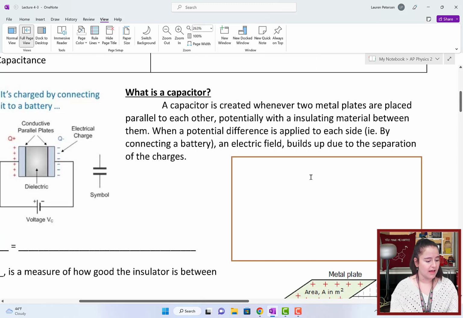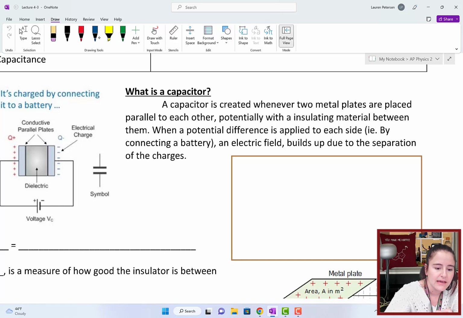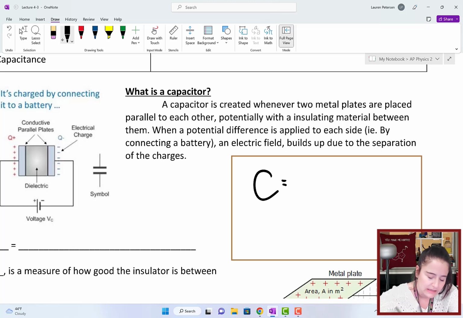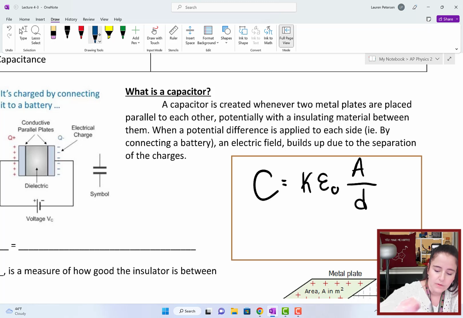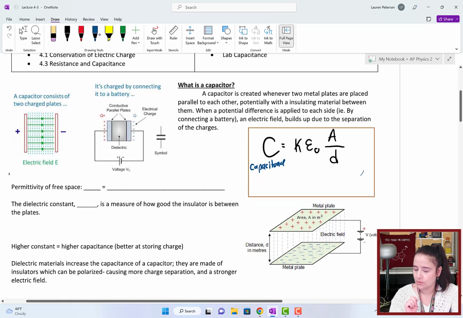The equation for capacitance related to its properties is that the capacitance equals kappa epsilon naught A over D. Okay, where C is, of course, the capacitance. Now, capacitance is in units of farads. Okay, so farads, which we'll get to in a sec.